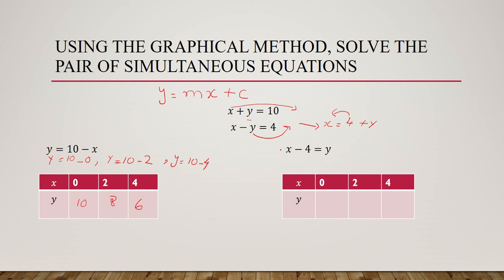Okay, let's come to the second equation. x minus 4 is equal to y, so x is 0. 0 minus 4 is equal to y, so y is minus 4. Then x is 2, so 2 minus 4 is equal to y. 2 minus 4 is minus 2. x is 4. 4 minus 4 is equal to y, so y is 0. So these are our values. Our table of values is complete.